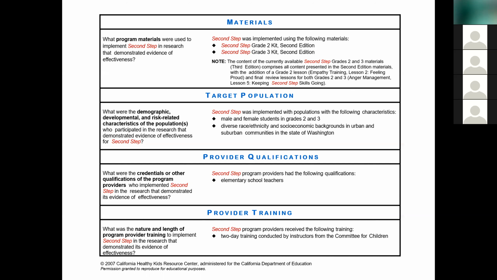Now, for example, here with Second Step, it can be fairly wide open in terms of the target population they believe they're serving. Here, it's all the students basically in second and third grade, and they anticipate that they're going to have a diverse range of backgrounds as well as race or ethnicity within their communities that they're serving. So really understanding those pieces is, I think, incredibly important.